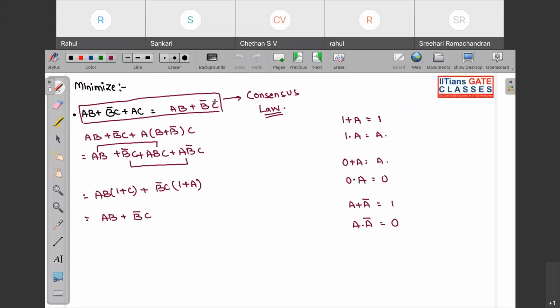Now go and look back to the previous example. Here you can see B has both the complemented and non-complemented form. Others like A has only non-complemented, C also has non-complemented. So retain the terms of B because it has both the complemented and non-complemented form. Okay, is this clear? So this is very simple.